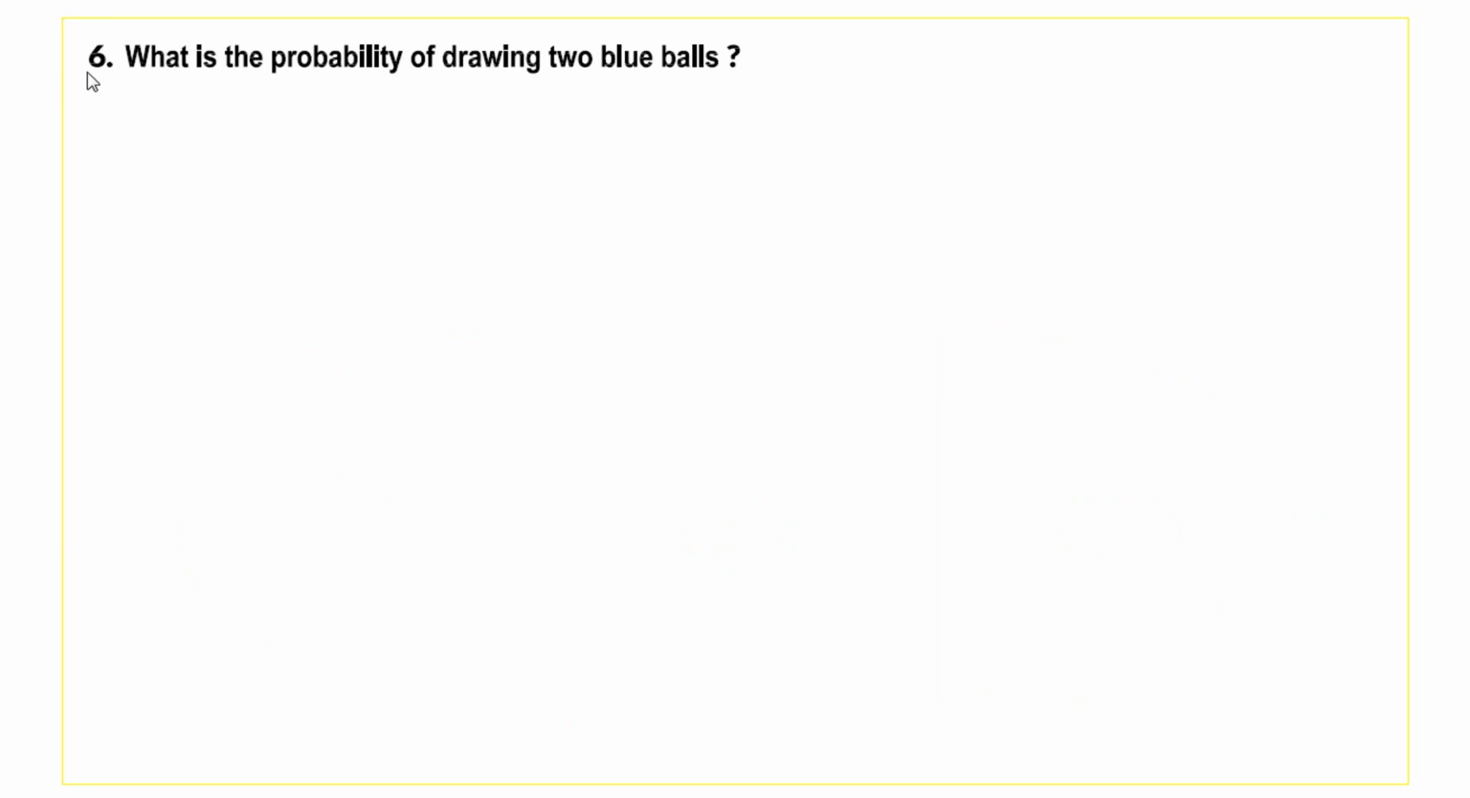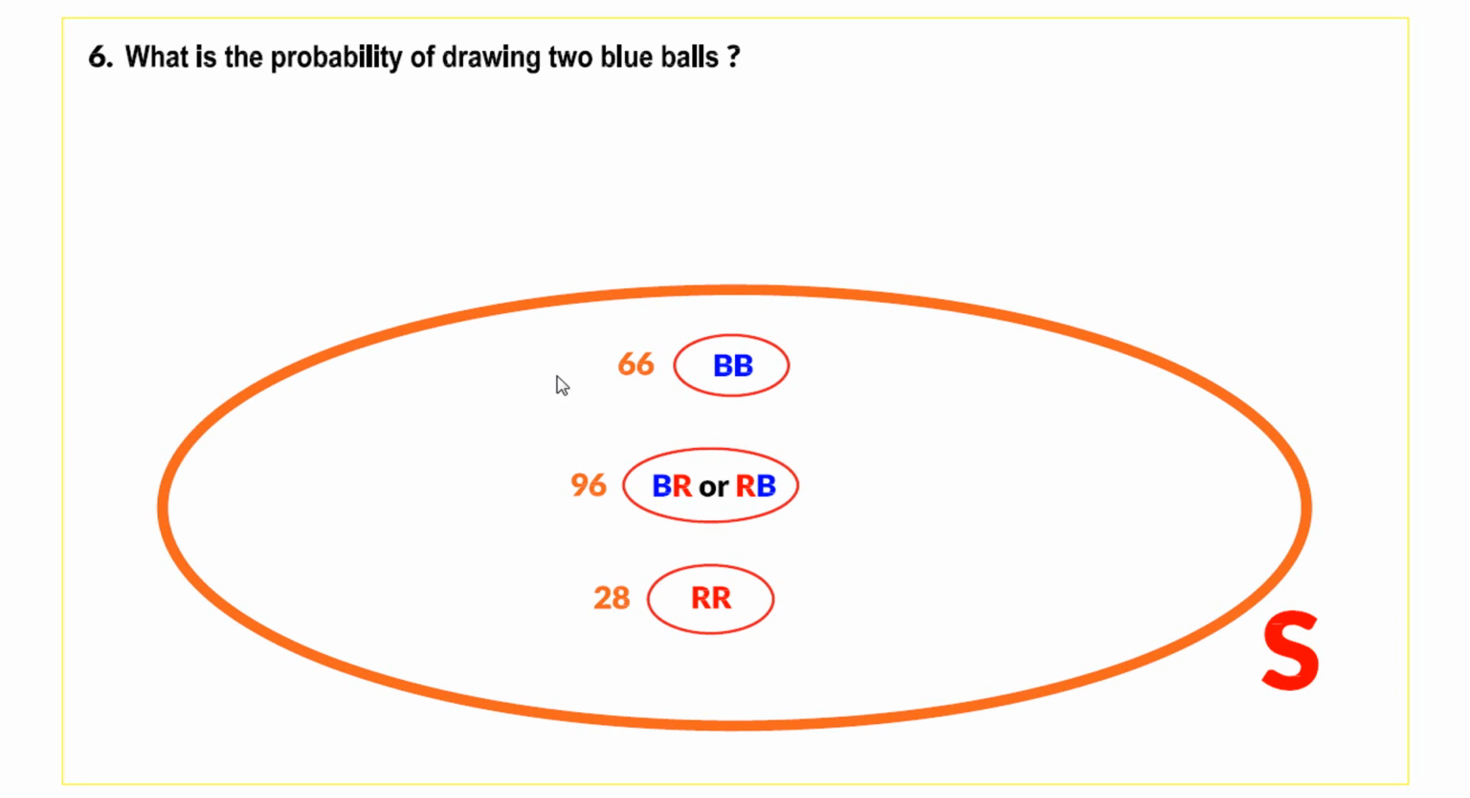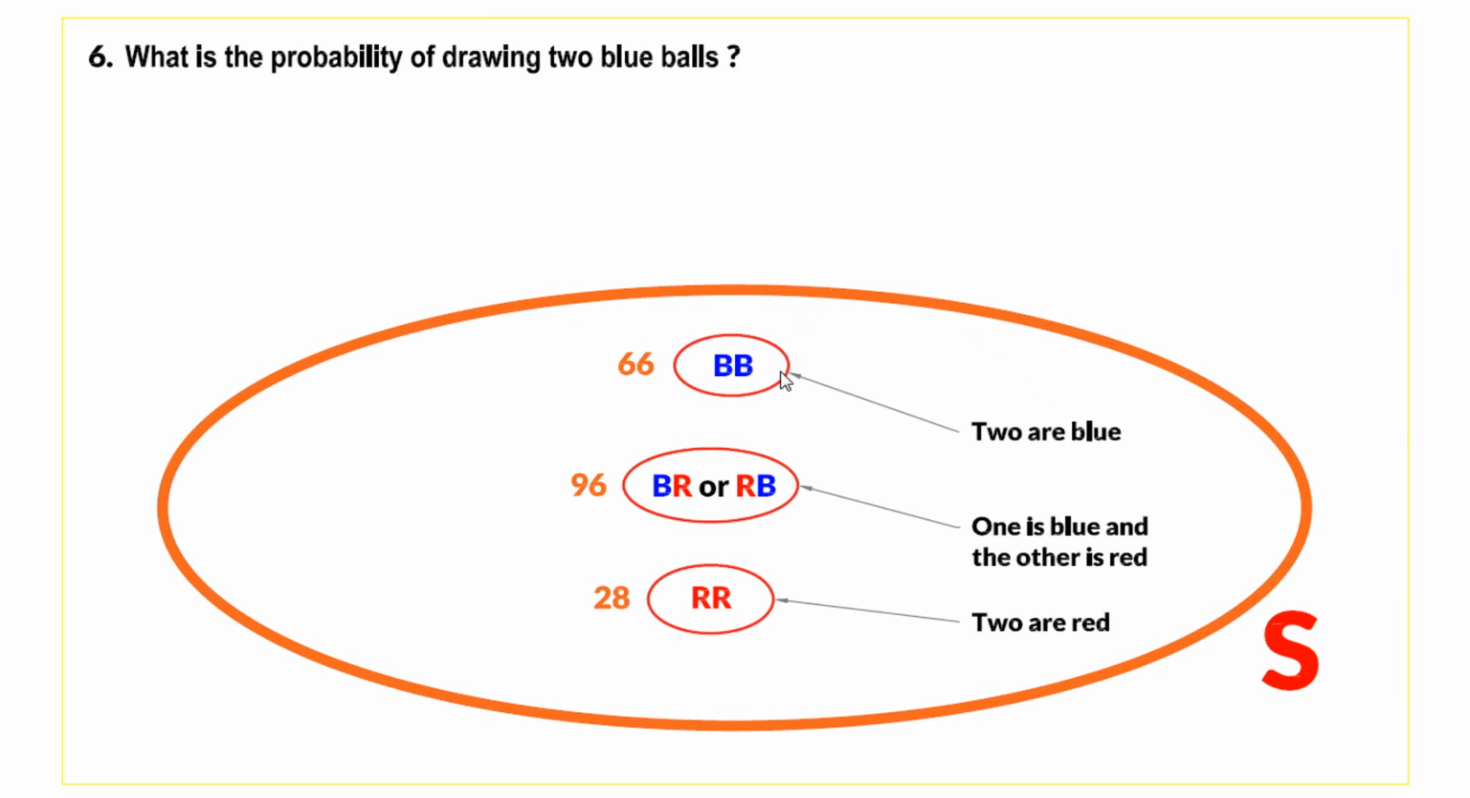Question number 6, what is the probability of drawing 2 blue balls? So these are the events in the sample space and their names. So now we have the event of 2 are blue, or sampling 2 blue, and the probability is the number of elements in this event, which is 66, divided by the total number of elements in the sample space, and that would give us 0.34 or 34% approximately.